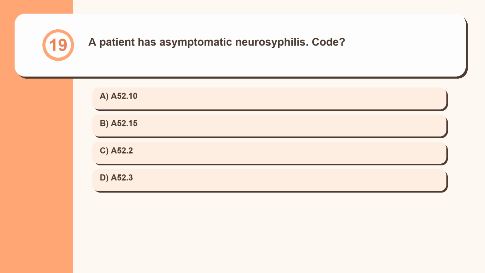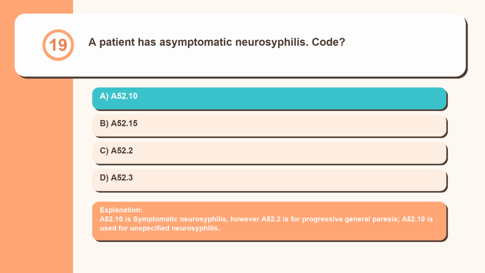Question 19. A patient has asymptomatic neurosyphilis. Code: A52.10, A52.15, A52.2, A52.3. A52.10 is symptomatic neurosyphilis, however A52.2 is for progressive general paresis. A52.10 is used for unspecified neurosyphilis.